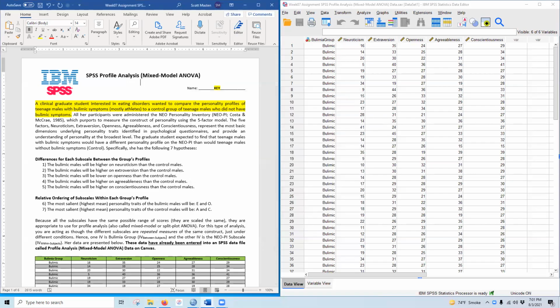Fix that. All right, everyone. Let's go over this, our final stat for the class, which is profile analysis, aka mixed model ANOVA.